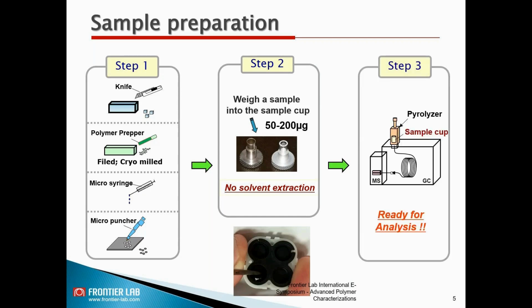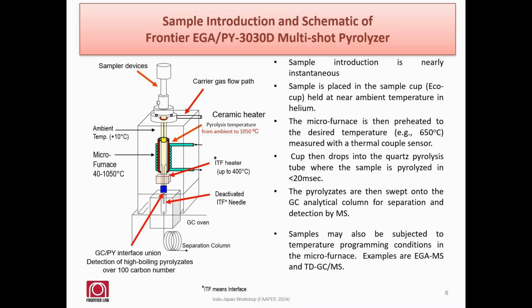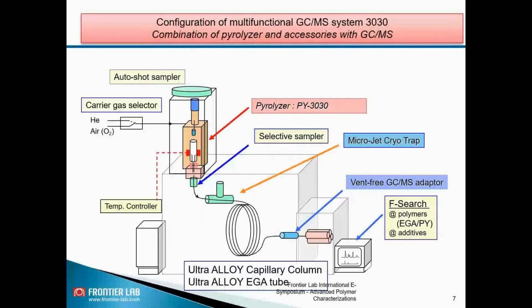Even this talk is already covered by Michaelson, so I don't think I need to go deep dive again. I'll just quickly show you. This is how the echo cup drops into the quartz chamber, where it has the ceramic heater, where the pyrolysis happens, and thereby the volatiles flush to the GC column and then to the MS detector. All these instruments coupled with the PYGCMS are explained in detail by Michaelson in the previous talk.